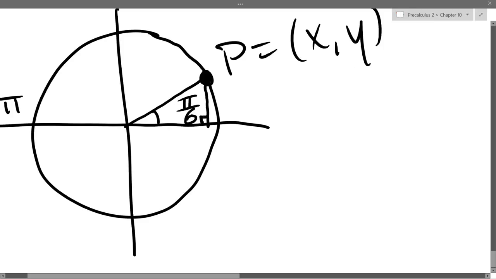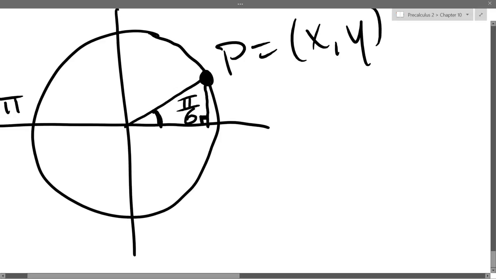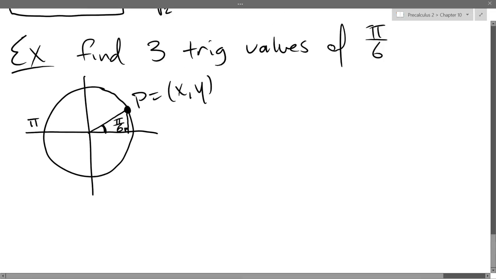And I'm going to try to squeeze. There is a right angle down there. My pi over 6 looks like it's labeled in the wrong spot. But the pi over 6 is the angle right here. All right, so now we're going to draw the triangle much bigger so we can label it and do other fun stuff.